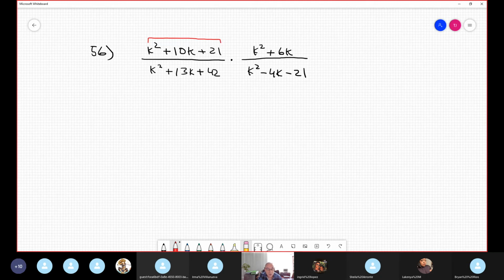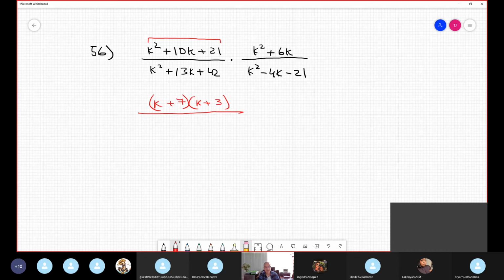Okay, the trinomial is regular, yes or no? And the factorization is k, k. And the 2 factors, I suppose, are 7 and 3, no? 7 times 3 is 21 and 7 plus 3 is 10. Both positive. Everyone follow me? Now let's focus on this one.